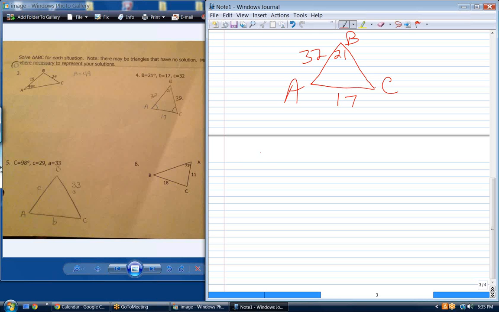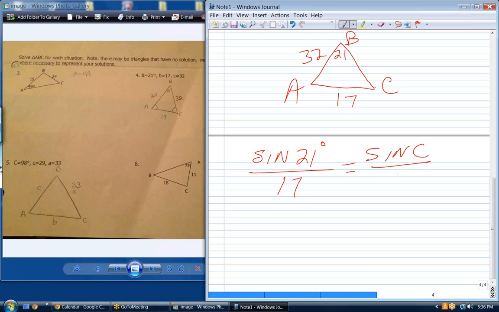So you take the sine of 21 over 17, over its opposite side. The side opposite the 21-degree angle is AC. And then that equals sine C over 32. Let me do that: 32 times that.